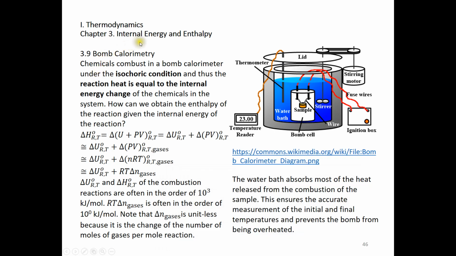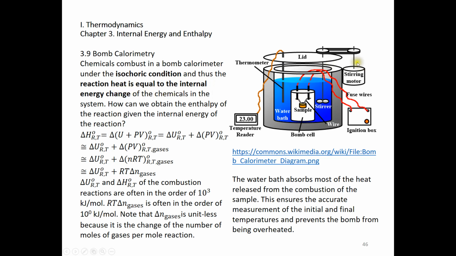Chapter 3: Internal Energy and Enthalpy. Section 3.9: Bomb Calorimetry. Chemicals combust in a bomb calorimeter under the isochoric condition, and therefore the reaction heat is equal to the internal energy change of the chemicals in the system.